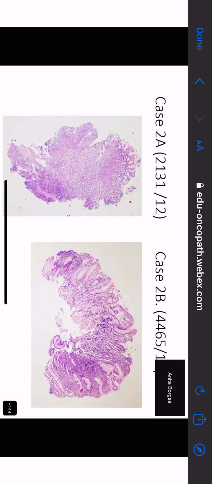I can see inflammatory infiltrates, ma'am. Inflammatory infiltrates, very good. Anything else? Some extravasated mucin substance. Extravasated mucin. I don't see any extravasated mucin. I don't think there is any extravasated mucin.